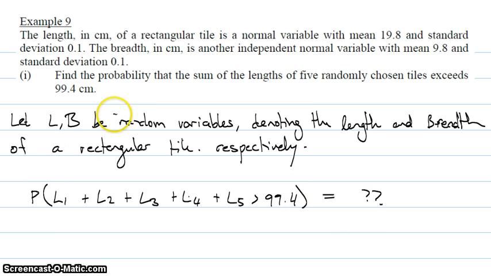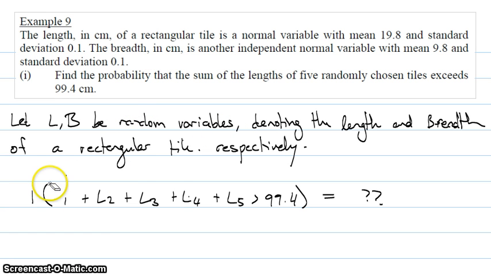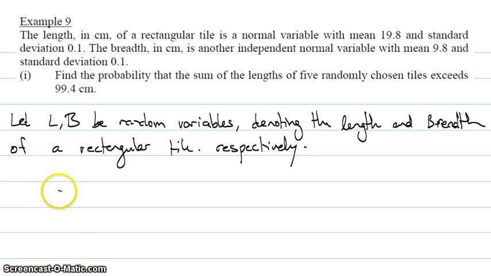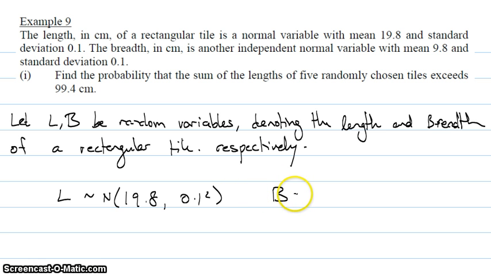Well, firstly though, we have to be a bit careful, right? What do we know? We know that the length and breadth are normally distributed. So L is normally distributed with a mean of 19.8 and a standard deviation of 0.1, so a variance of 0.01. And the breadth is again normally distributed with a mean of 9.8 and a standard deviation of 0.1, so a variance of 0.1 squared again.